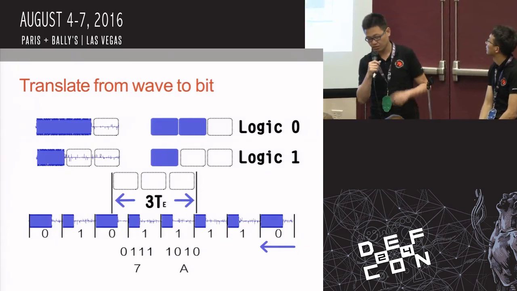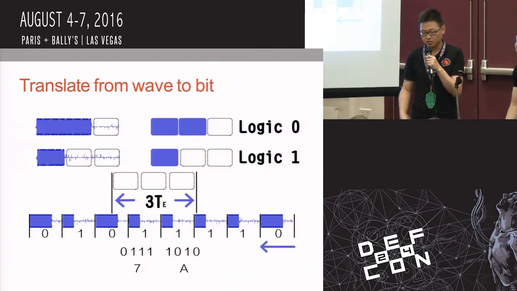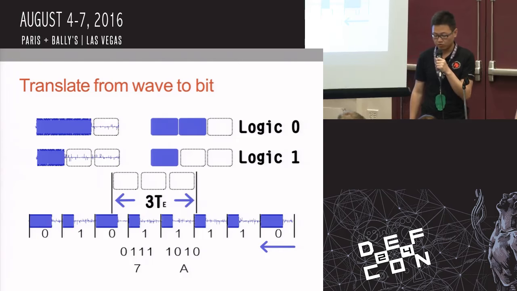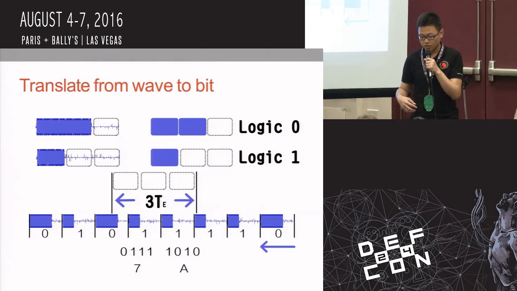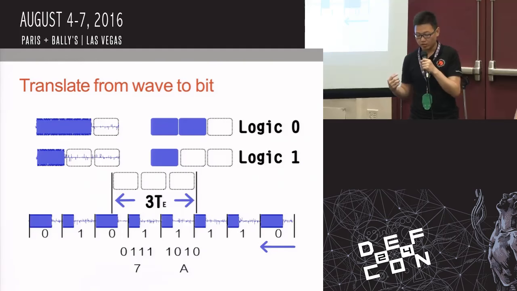We know the modulation is ASK, so we should translate the wave to bits. The long pulse is 0 and the short pulse is 1, and the signal is sent from left to right. We get the values 0 1 0 1 1 1 1 0. Taking the MSB as the highest bit, we get 0 1 1 1 1 0 1 0, which has the value 7A. So we translate the wave to bits and get the data.